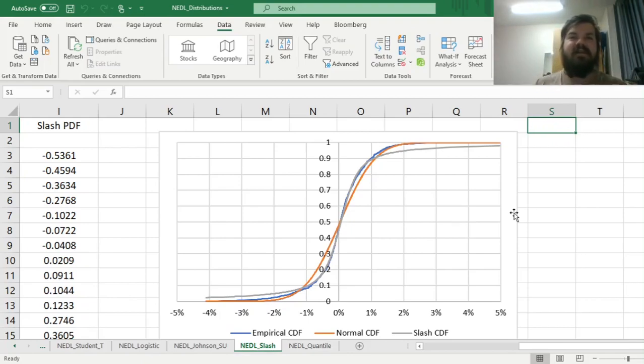And it reinforces the need to look for an optimal distribution among the generalized ones like the error distribution or the Johnson's SU distribution. So if you are interested, please check those videos out as we have got them done already. And that's all there is for the slash distribution and applying it to stock return fitting.